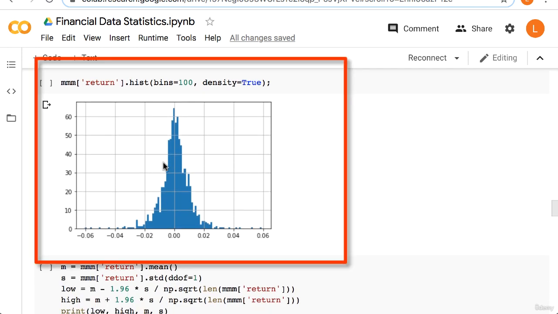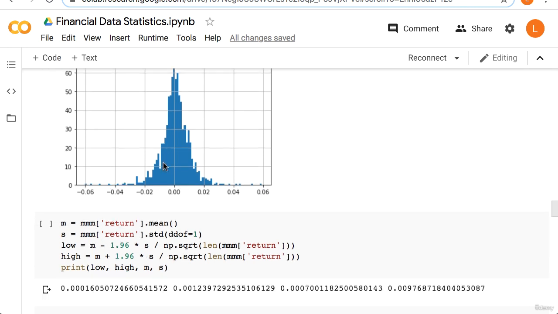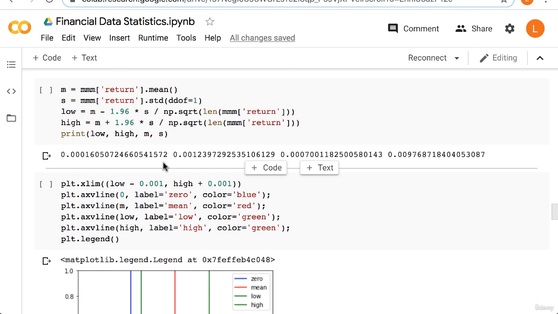Next, we draw a histogram of our returns. Looking at this, your intuition might tell you that this is simply a bell curve centered around 0. That's why I don't like intuition. Intuition is wrong, and that's why we need math. Next, we go through pretty much all the same exercises that we did previously.